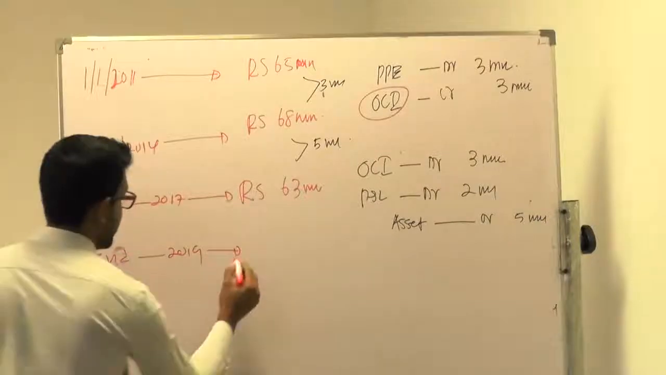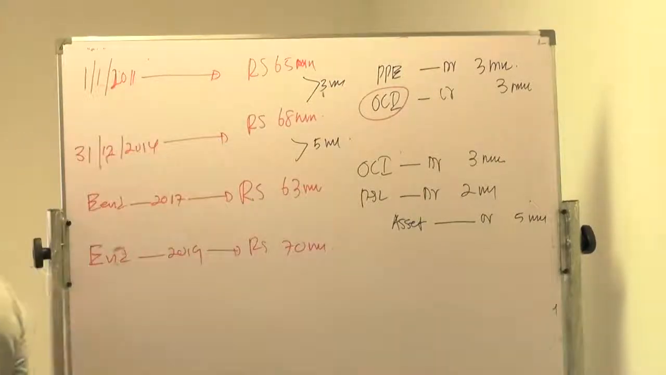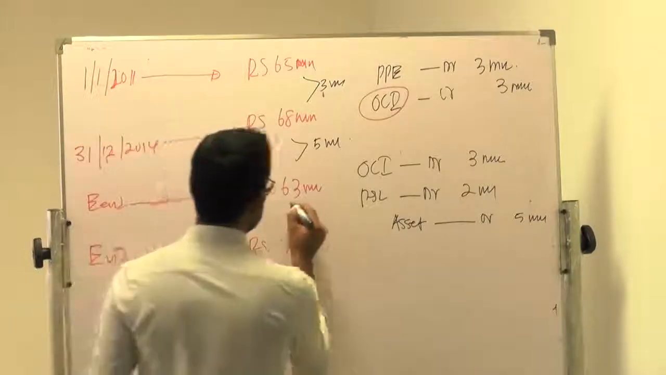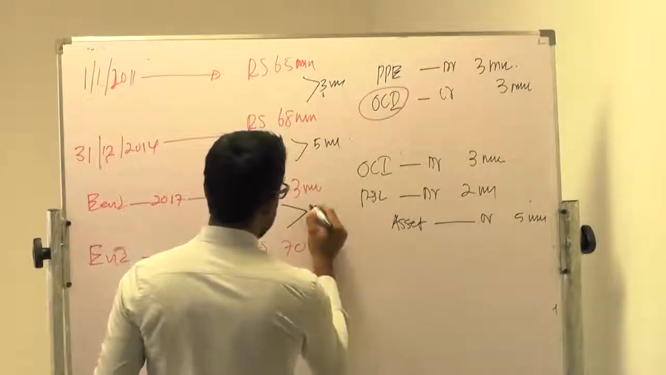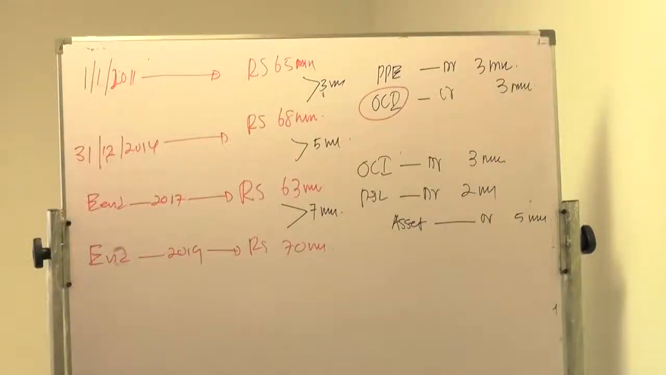19, this has a value of rupees 70 million. Now you should understand, is there a gain or loss? They have valued it at 70 million, which means from 63 to 70, a 7 million gain. Now you have a 7 million gain. What is the accounting treatment for this 7 million?